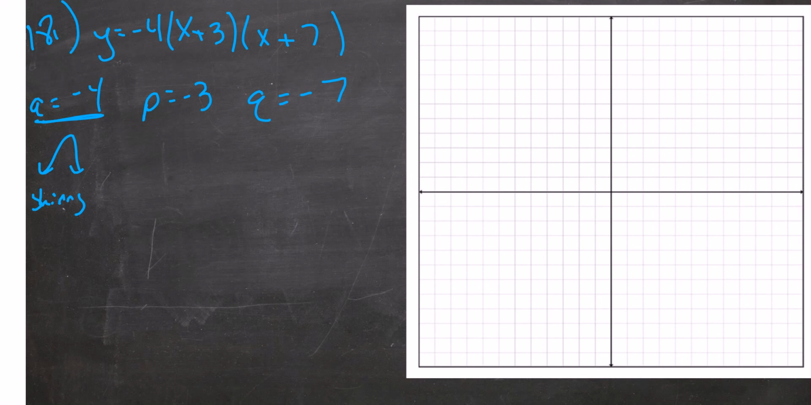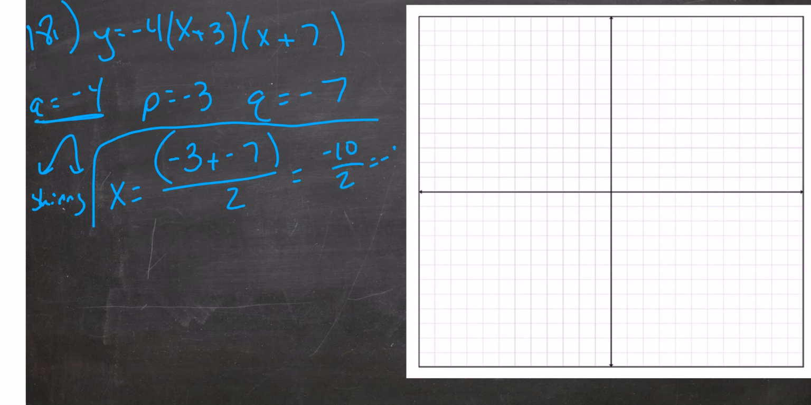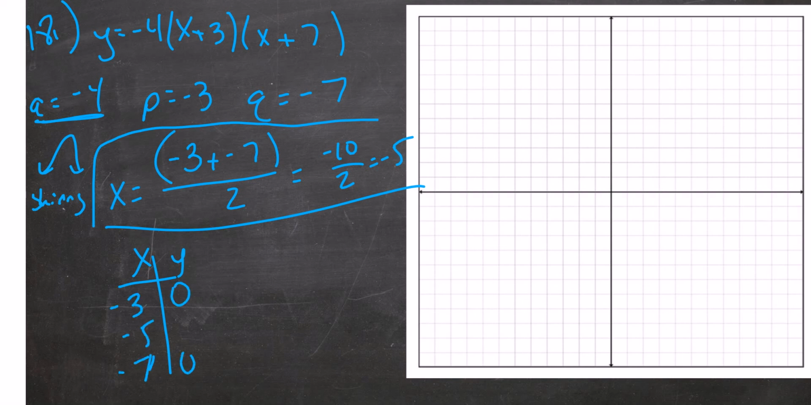I'm going to add negative 3 plus negative 7. Remember, you're going all over 2. So I get negative 10 over 2, which is negative 5. So I make my XY chart. I put negative 5 in the middle, put negative 3 on top, negative 7 below. So I have 0 and 0.